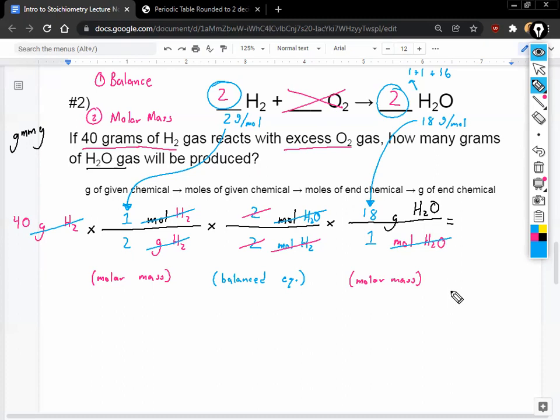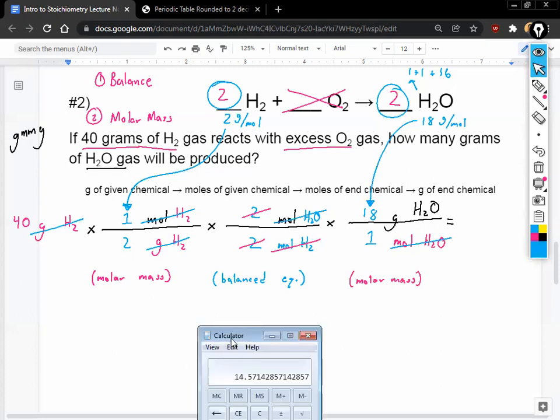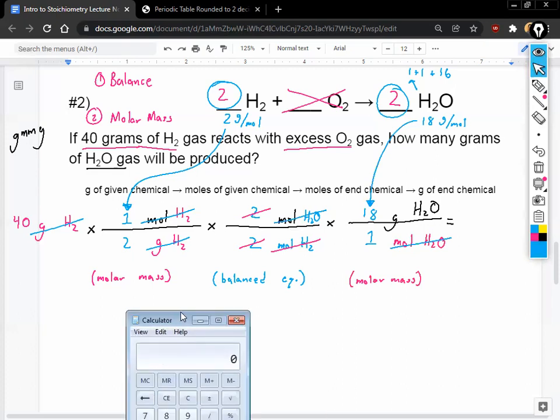Okay, let's plug this into the calculator and we'll be all done. Okay, our starting number is 40. What should we do with the 2 in the first fraction? Divide. And then we said we can skip this fraction because everything got crossed out. And then what should we do with the 18? Times 18. Final answer is 360. So that means in this equation, we're going to make 360 grams of H2O. And there you go. That is the answer to this problem.